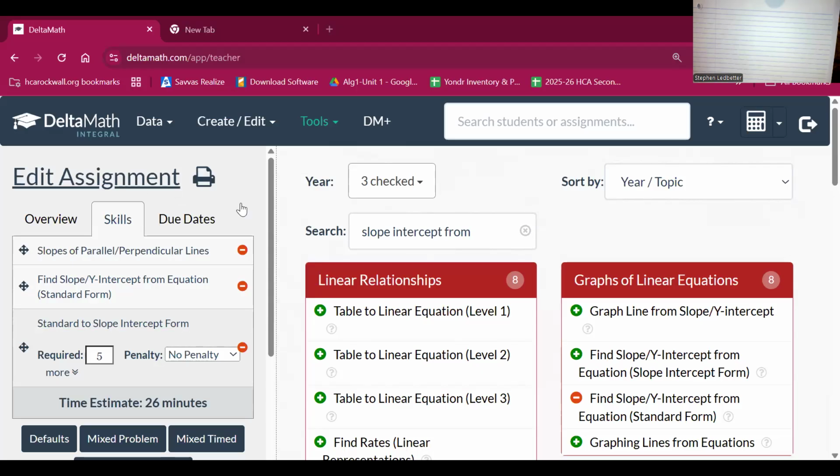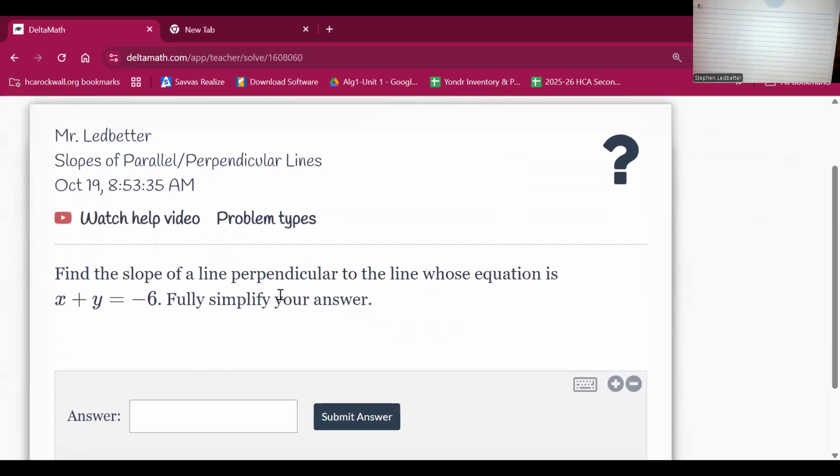My Delta Math will look different than yours because I'm a teacher, and so I have a little different one. All right, these are the three. So I'm going to click on this one first. All right, and here's our first problem.